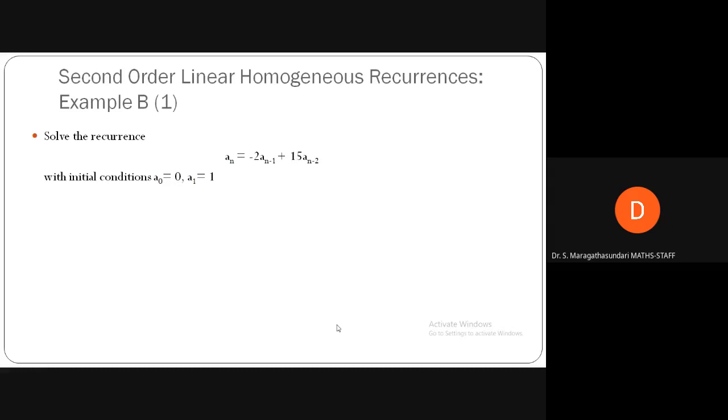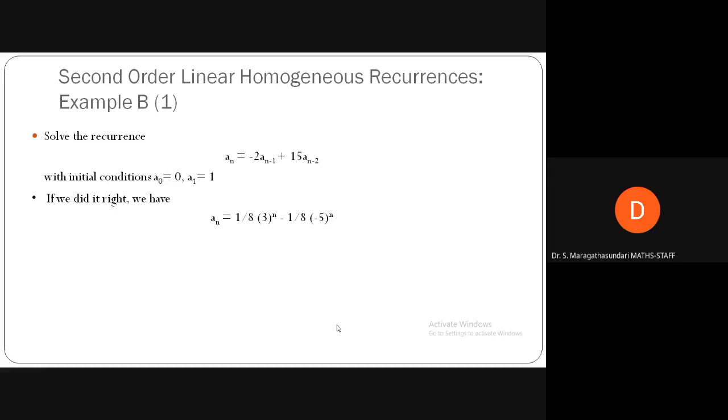Next, second order linear homogeneous recurrence. One more problem. What is given here? a n equal to minus 2 a n minus 1 plus 15 a n minus 2. What are the initial conditions given here? a 0 equal to 0 and a 1 equal to 1. As usual, first we have to frame the characteristic equation.